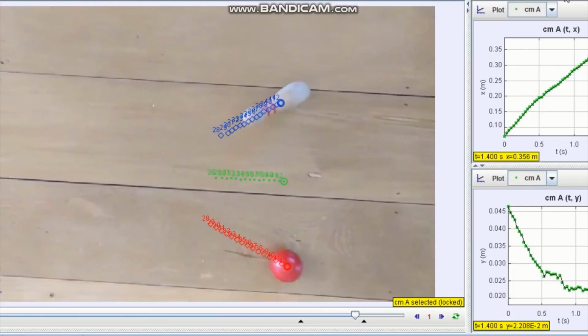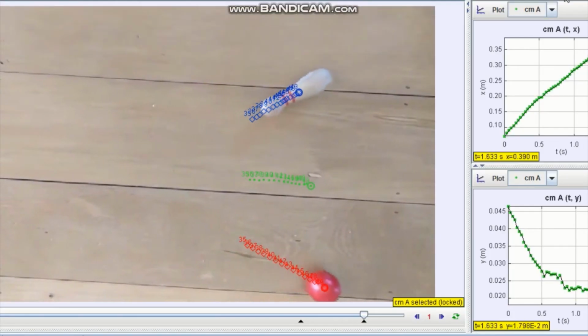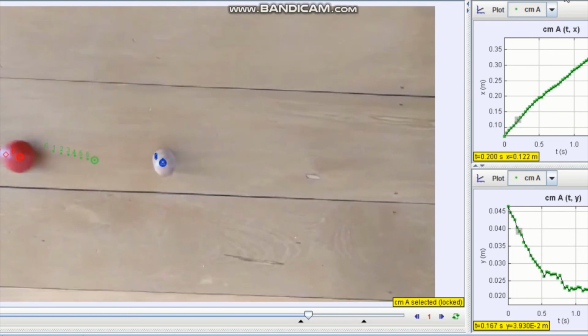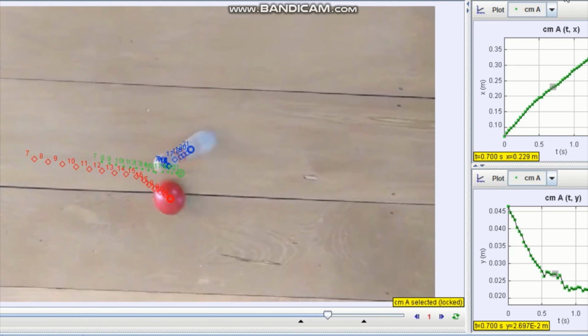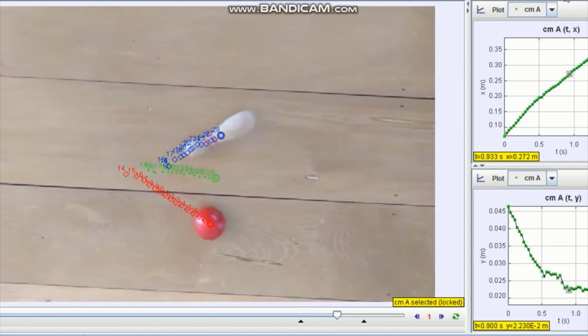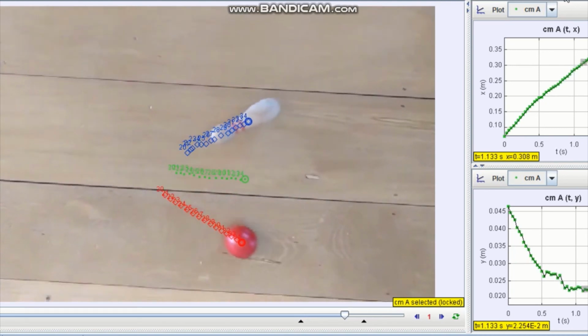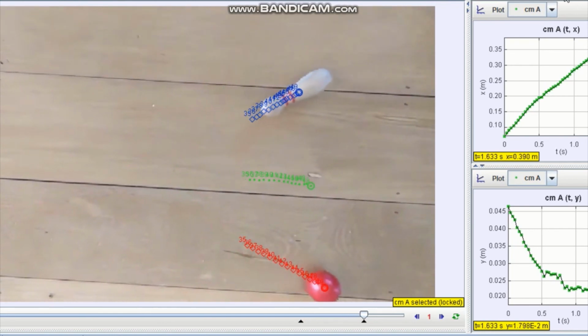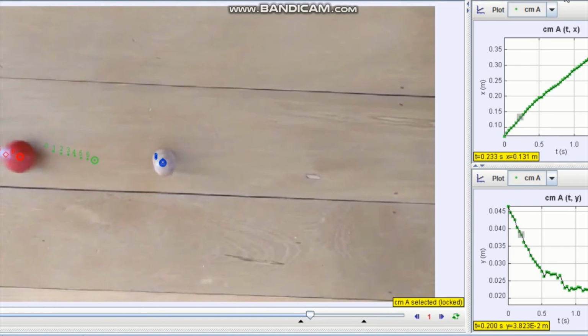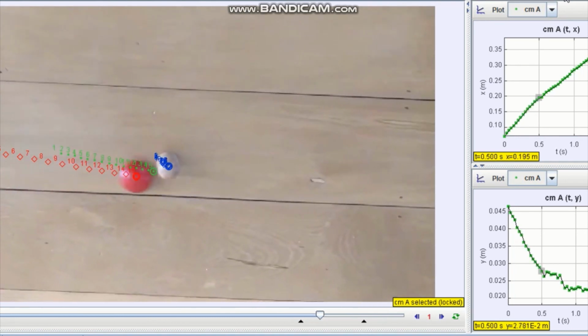So what if in the collision or the explosion there are external forces acting? Well, that means that the center of mass does not travel at a constant velocity. And you can see that on these graphs here on the right hand side, they're no longer linear. And the external force acting in this scenario is friction of the skittle and the ball on the floor.